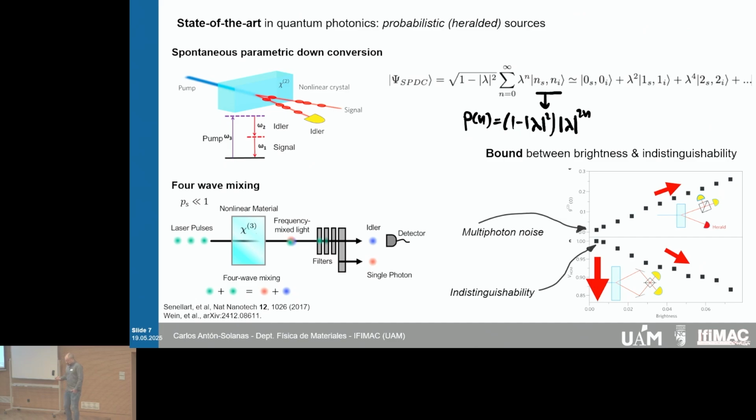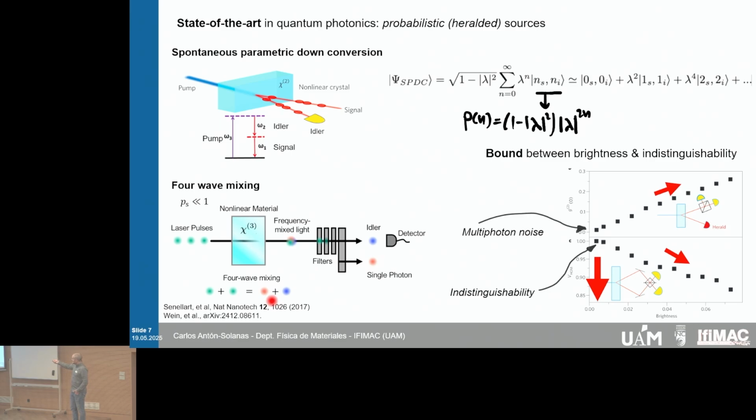Okay, so I would like to start paying attention to what is the state of the art at the moment on the generation of single photons. Historically, we first have to mention the probabilistic or heralded single photon sources, where we can identify two types. This is spontaneous parametric down conversion, where you pump your crystal with a given laser wavelength, and then you will obtain two photons, signal and idler. What you do is use the heralding of the idler photon in order to herald the presence of another single photon in the other mode. Four-wave mixing, similarly, uses in this case a Chi3 material. Again, from two photons, you will generate, in general, two photons of different colors, and you can herald one and then know the presence of the other.